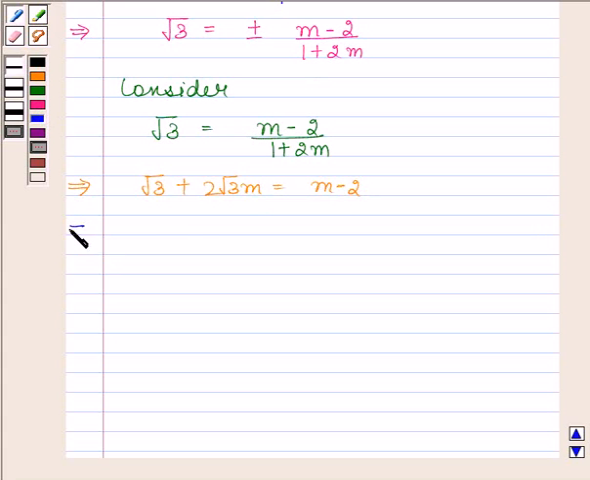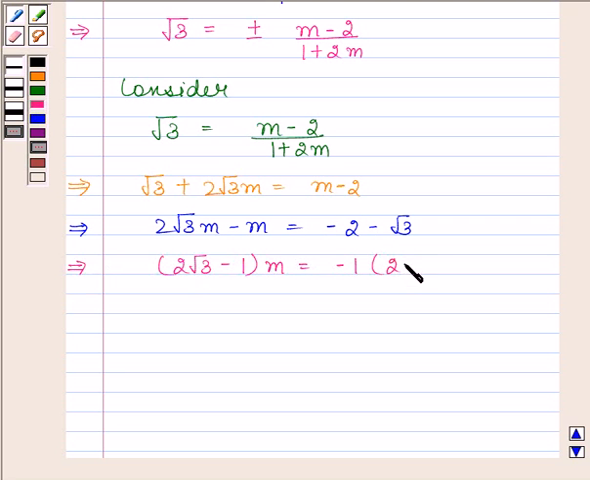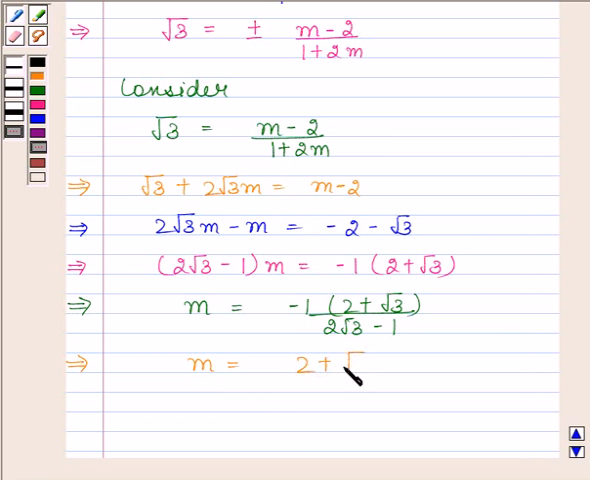This implies 2 root 3 m minus m is equal to minus 2 minus root 3. This implies (2 root 3 minus 1) into m is equal to minus 1 into (2 plus root 3). This implies m is equal to minus 1 into (2 plus root 3) upon (2 root 3 minus 1). And this implies m is equal to (2 plus root 3) upon (1 minus 2 root 3).